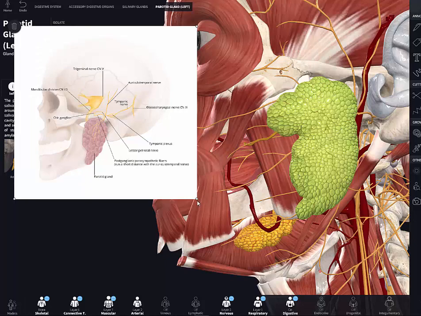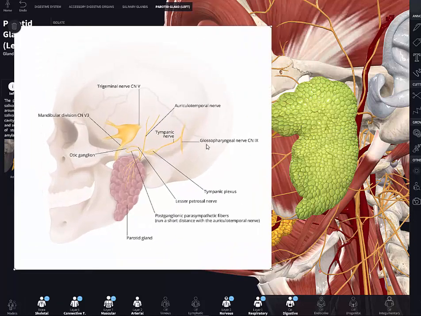So, if I now have a look at this picture, why don't we see if we can illustrate that? Here is the glossopharyngeal nerve. The tympanic nerve will contain, here's the tympanic nerve, the visceral efferent fibers that are destined for the otic ganglion, which is over here. The tympanic nerve will actually enter the tympanic cavity through a tiny canal, which is called the tympanic canaliculus.